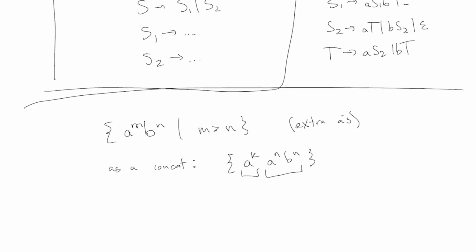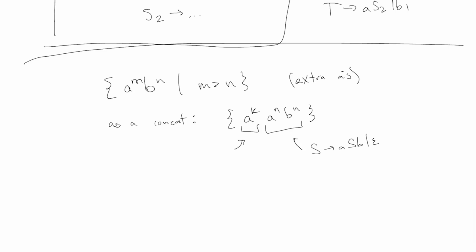Since there were extra A's, we can just peel off the extra A's and write it in a way so that there's just some extra A's first and then balanced afterwards. And now this we can represent as a concatenation. So of course that part is our old favorite. S goes to ASB or epsilon. And then the first part, A to the K, that's just a bunch of A's and then you stop. That would be something like S goes to AS or epsilon, right? Just repetitions of A's and stopping after a while.